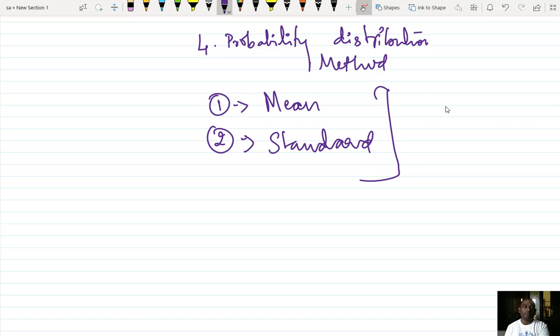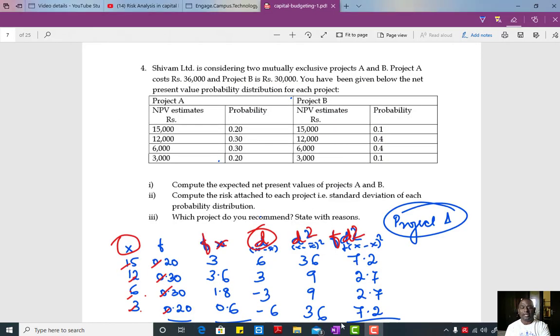Hello friends, welcome to our next tutorial, that is probability distribution method in capital budgeting. We have seen risk adjusted discount rate, we have seen certainty equivalent method, we have seen sensitivity analysis method, and we will see the fourth method, the probability distribution method.